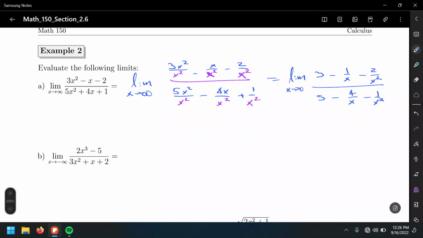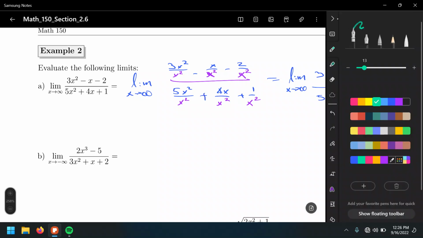As x approaches infinity. Now, here is where we will compute these individual limits. Question: is it plus or minus 1 over x squared? Oh, this one's supposed to be plus. Thank you. Plus, plus. I don't know where I got the minuses. All right, let's evaluate these limits.